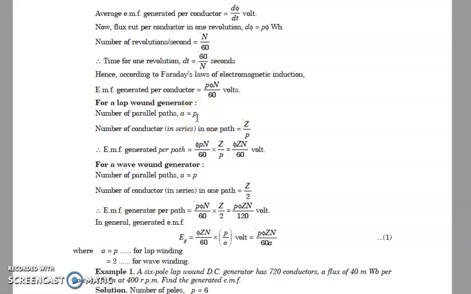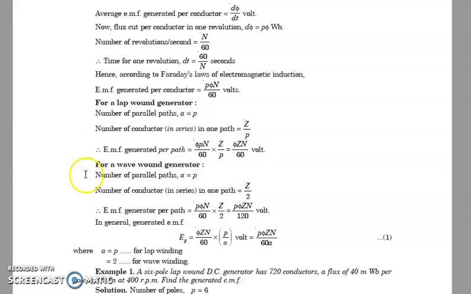North-south combination is there. So the number of conductors in one path is equal to Z divided by P, that is, divided by the number of poles or the number of parallel paths. Therefore, the EMF generated per path comes out to be P phi N divided by 60 multiplied by Z by P, and the overall formula, where P cancels out, is phi Z N divided by 60 volts.